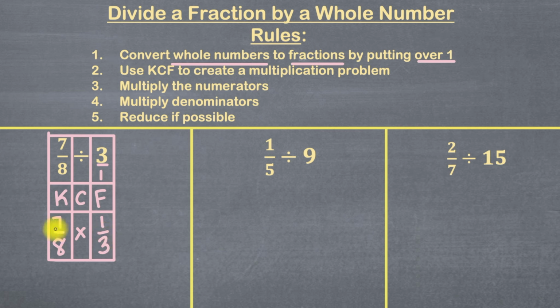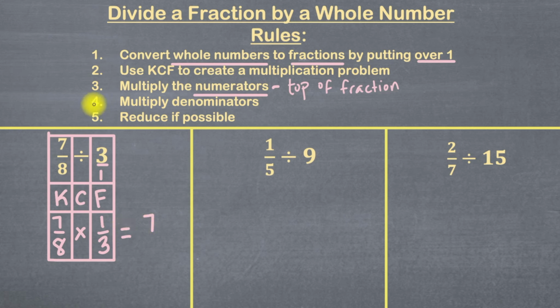So now that we have everything set up, we can go to step 3, which is to multiply the numerators. And in case you don't remember, the numerators are just the tops of the fractions. So let's do exactly what step 3 says. Let's multiply the numerators. We've got 7 times 1 equals 7.